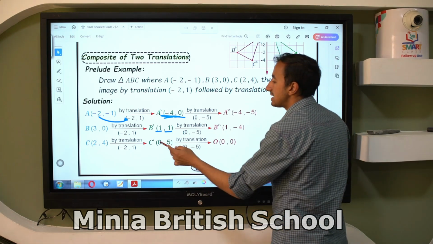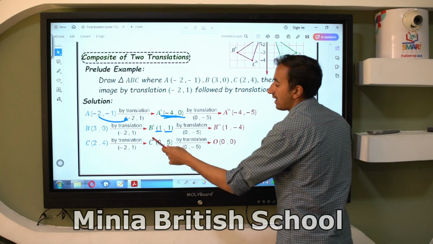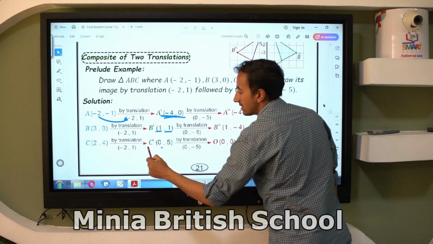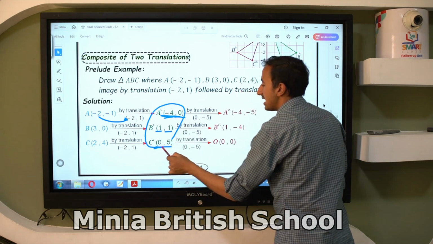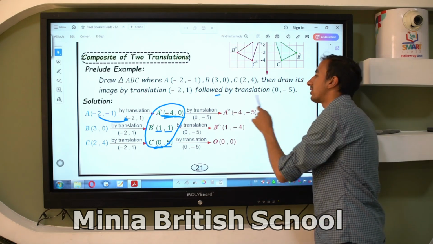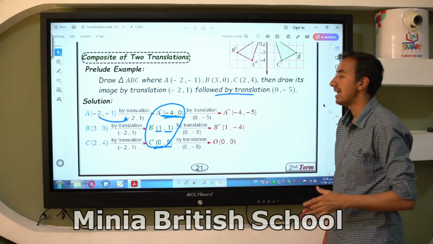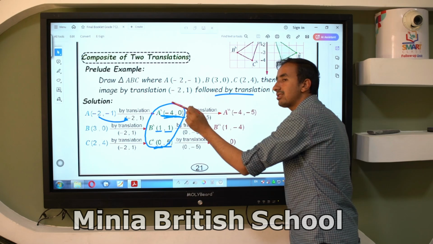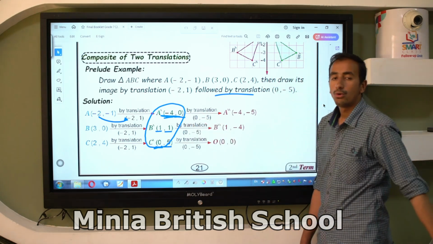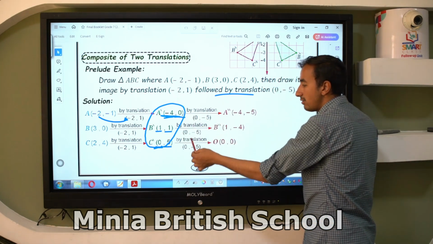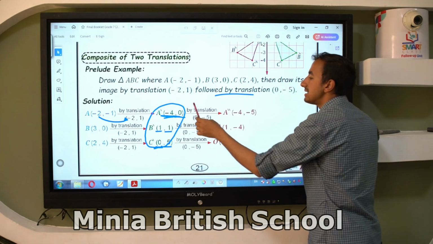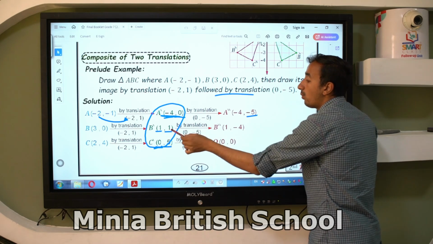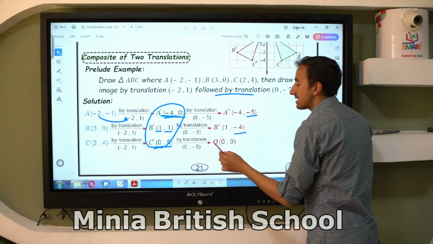Here we have C': 2 plus -2 equals 0, 4 plus 1 equals 5. So I have here A', B', C', and I can follow by the translation (0, -5). The A', B', C' I can translate by (0, -5). 0 is the same number, -4, 1, 0. But here 0 plus -5 is -5, 1 plus -5 is -4, 5 plus -5 is 0.